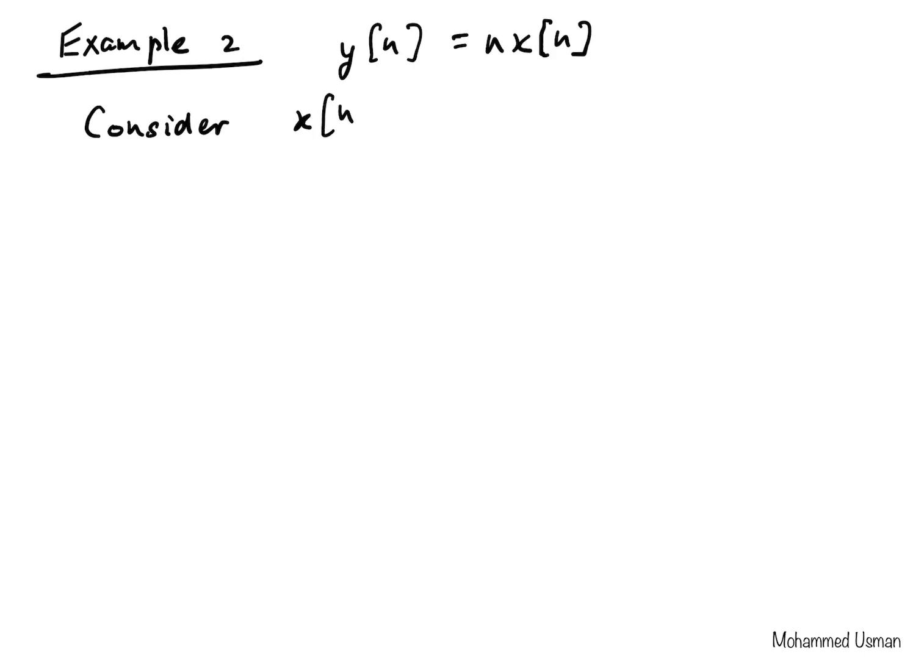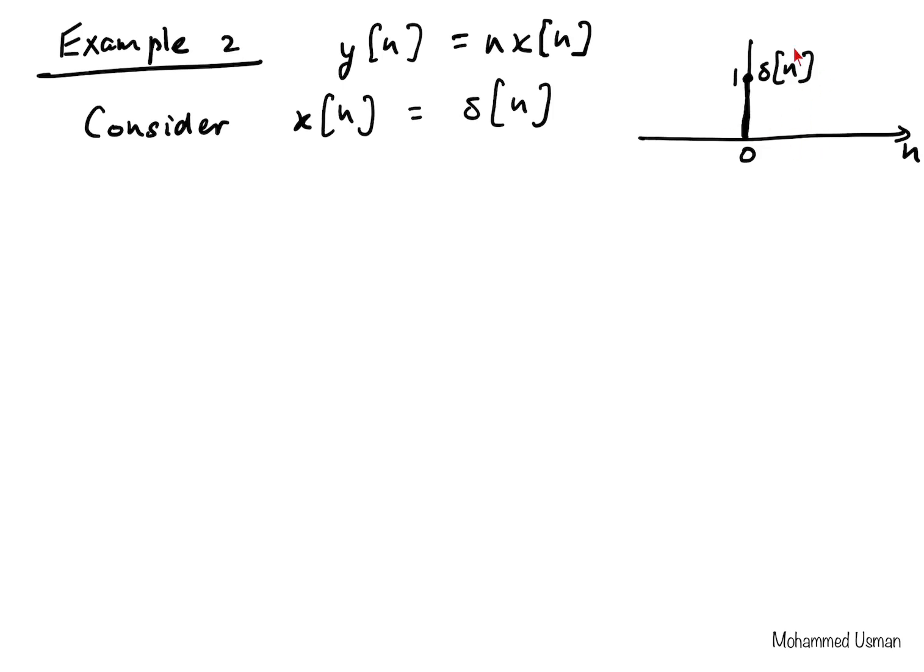So consider x of n equal to delta of n. Now you know that delta of n is an impulse at n equal to 0. That's delta of n. It's discrete, so we put it in square brackets. Only when n equal to 0 is its value equal to 1. For all other values of n, the value of delta of n is 0.